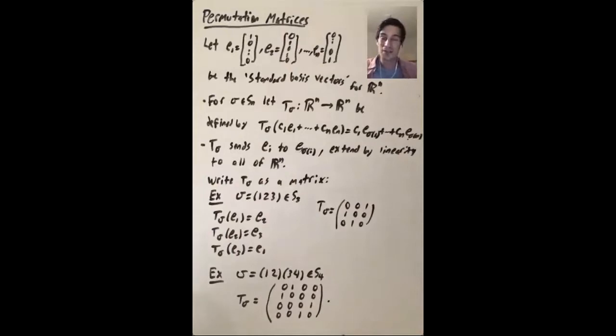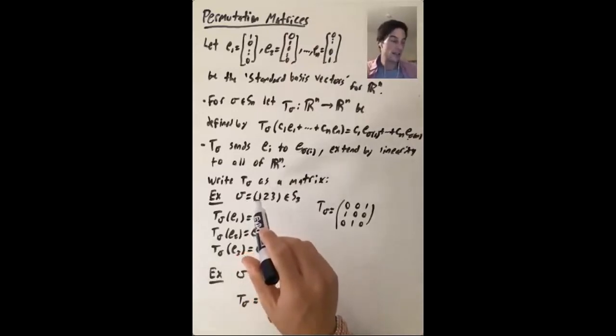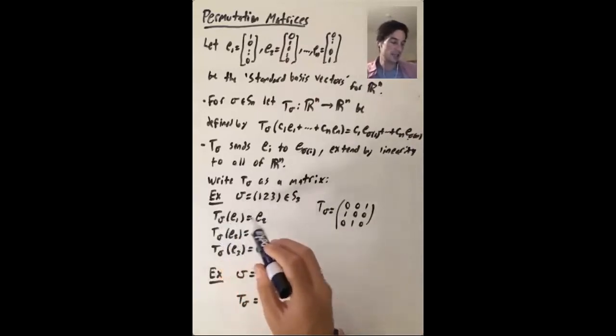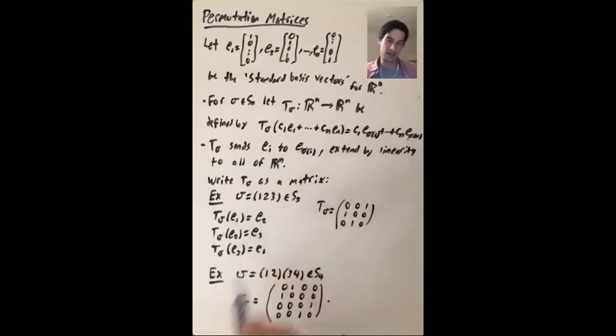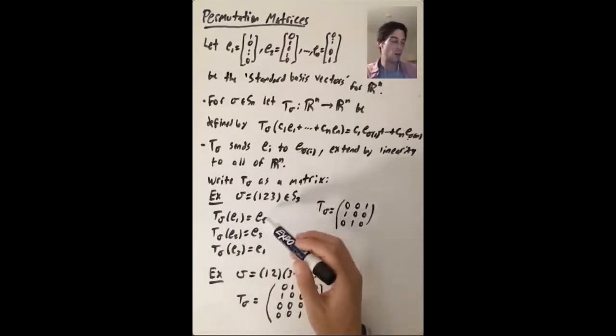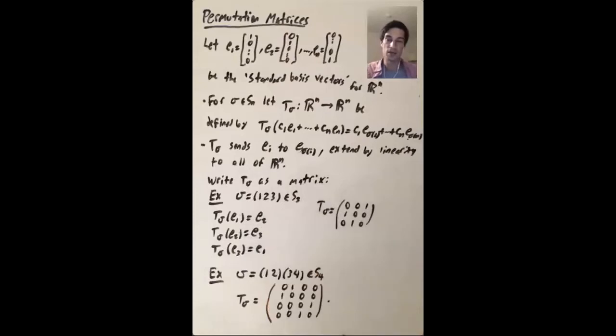So now, given a linear transformation, we can write it as a matrix. The first column of the matrix is what our transformation does to our first standard basis vector e1, and then what does it do to e2? What does it do to e3? So here's an example. Let's say sigma is a permutation that takes 1 to 2, 2 to 3, 3 to 1 in S3. So T sigma takes e1 to e2 and e2 to e3 and e3 back to e1. So the matrix of this transformation is 0, 1, 0, 0, 0, 1, 1, 0, 0. The columns are: what do you do to e1? What do you do to e2? What do you do to e3?